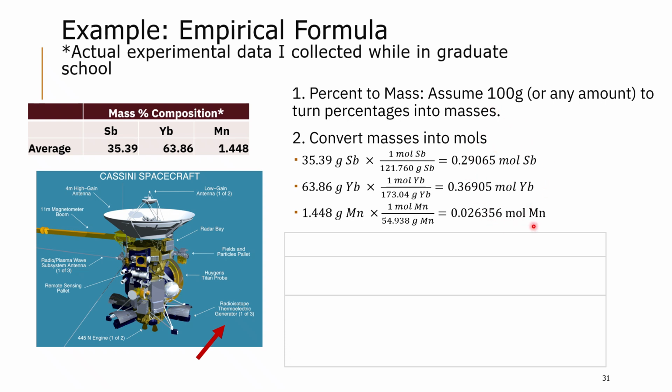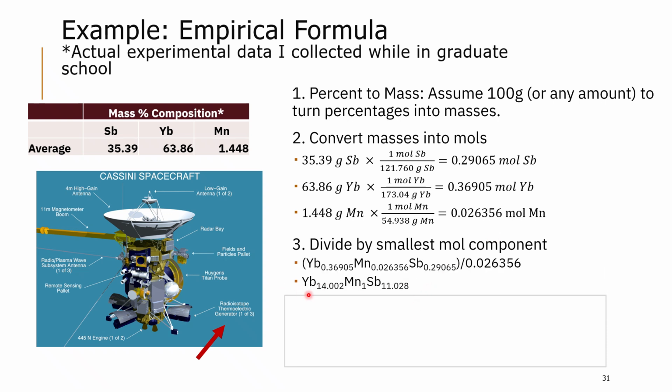Now that we have our mole ratios, we need to divide by the smallest mole value. The smallest mole value is manganese. We will divide all three mole values by 0.026356 moles. This gives us a chemical formula of ytterbium 14.002, manganese 1, antimony 11.028. We divide by the smallest mole value to scale the smallest mole value to 1.